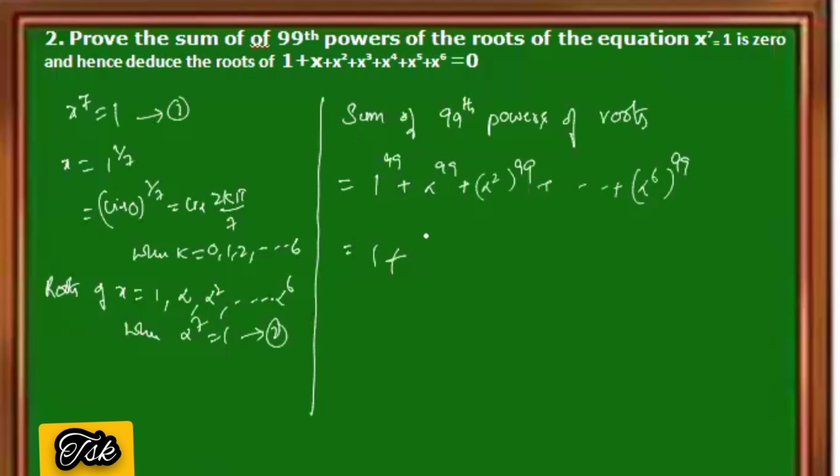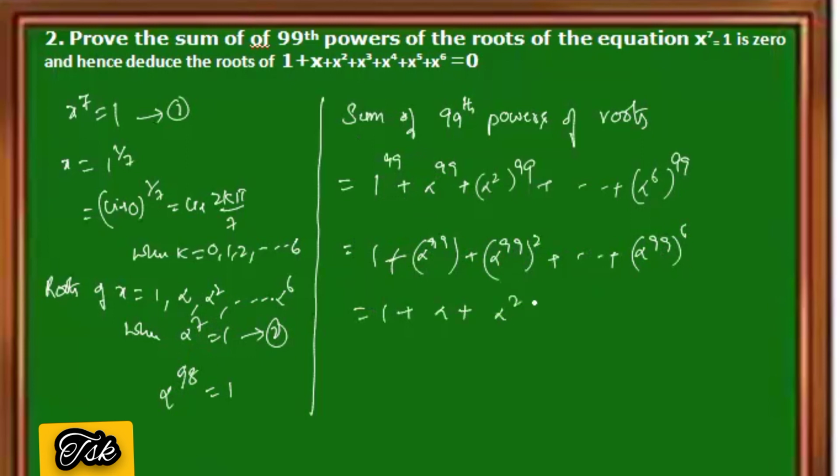Alpha power 99 can be written as, look here, alpha power 7 is 1. If we take power 14 on both sides, alpha power 7 whole power 14, that is alpha power 98, is equal to 1. So I can consider alpha power 99 as alpha, and then alpha power 99 whole square, and then alpha power 99 whole to the power of 6. Okay, 1 plus alpha plus alpha square, and so on, alpha power 6. The sum of the roots is nothing but 1 minus alpha power 7 by 1 minus alpha, isn't it?